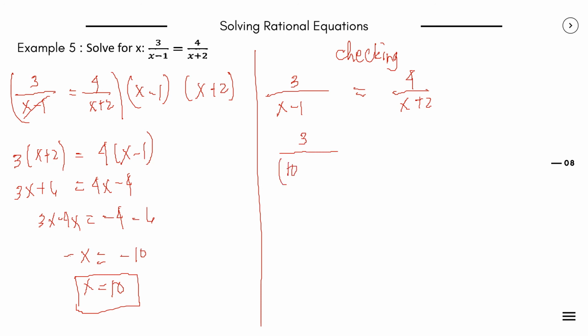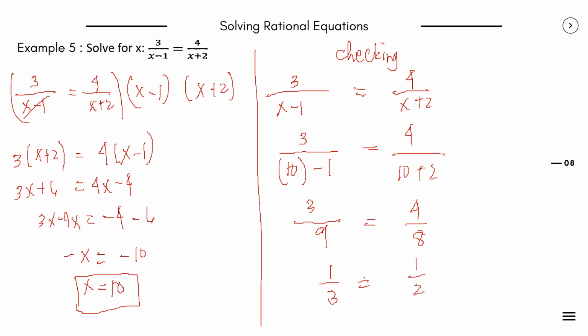So, 10 minus 1 is equals to 4 over 10 plus 2. So, 3 over 9 is equals to 4 over 8. So, ma-reduce pa natin yan. Magiging 1 over 3 is equals to 1 over 2. Hindi sila equal. So, therefore, the equation is not true. Since hindi sila nag-equal. Okay?